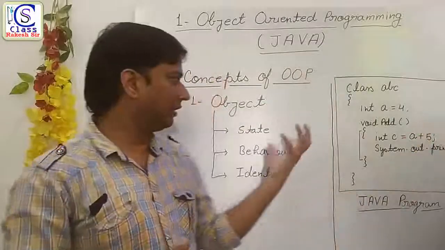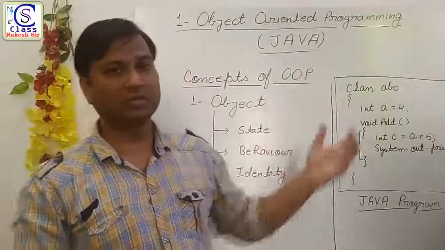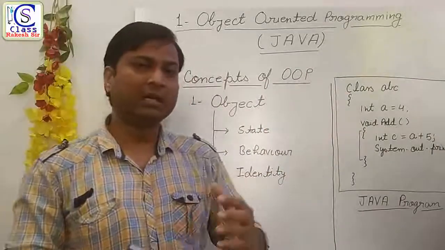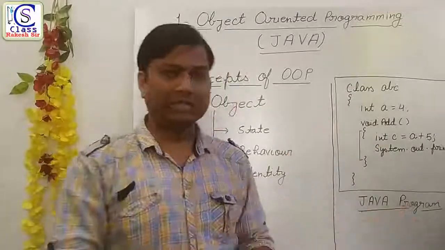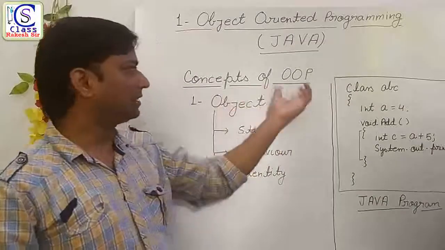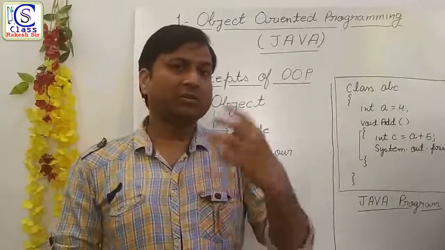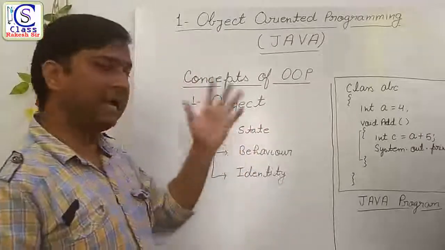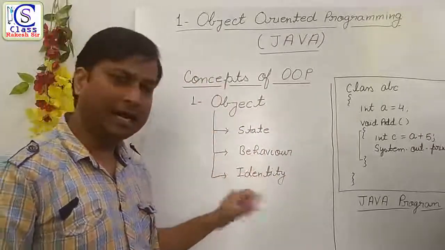But if in your examination there is a question, what is an object, then you can't write that this marker is an object, this pen is an object, this book is an object. You have to write a definition of object according to Java. So according to Java, an object is an entity that has a state, behavior and identity.